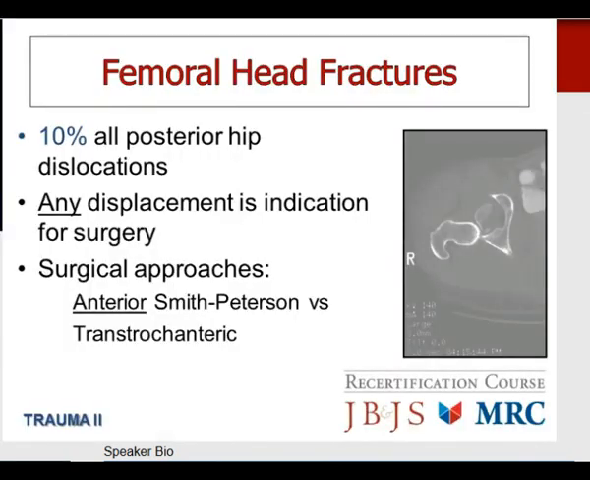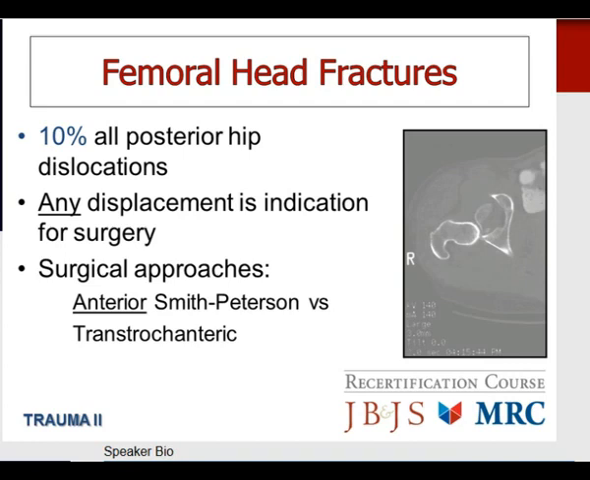Femoral head fractures are seen almost exclusively in association with posterior hip dislocations, and post-reduction, any displacement of the femoral head fragment is an indication for surgery. The surgical approaches to address femoral head fractures include the anterior Smith-Peterson approach, utilizing the internervous plane between the superior gluteal and femoral nerves, as well as the transtrochanteric approach, osteotomizing the trochanter, which is useful for treatment of Pipkin 4 fractures.